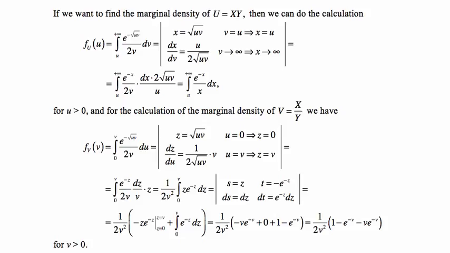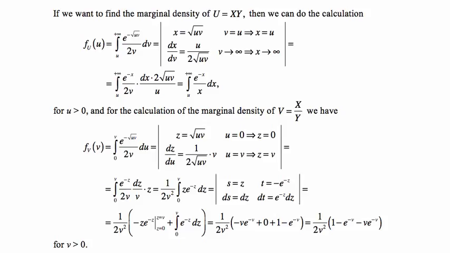There is no really better way to express this density. That's what it is. It will be given in this integral form. For the calculation of the marginal of v equal to x over y, we have f sub v of v, well, again, over all possible values of u, integral of the joint density.